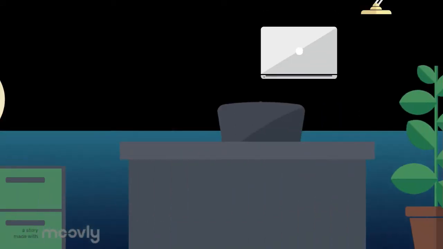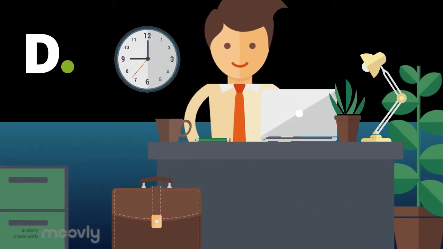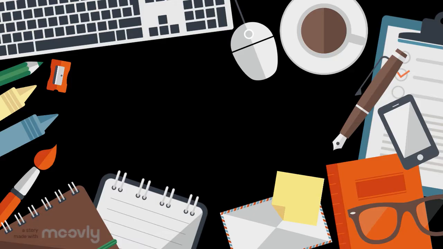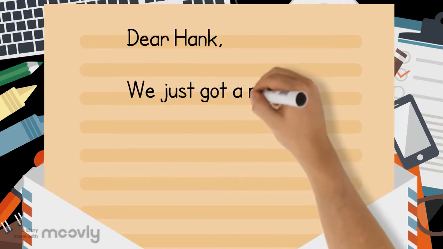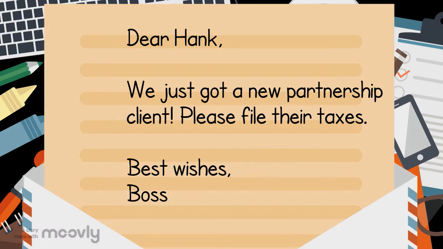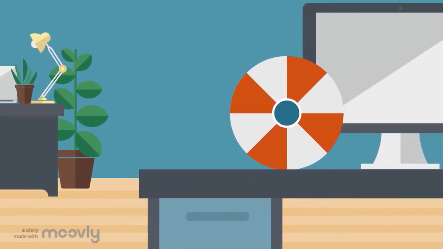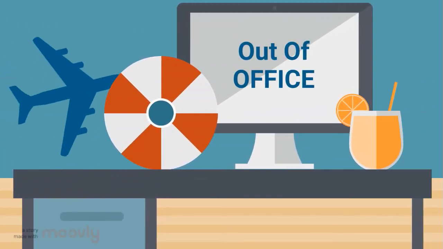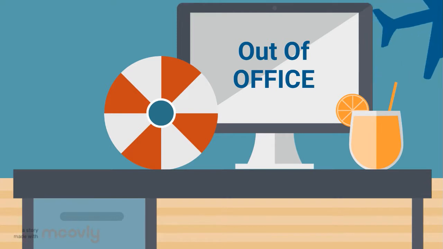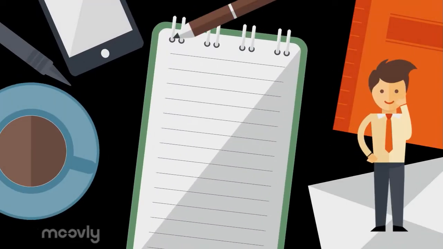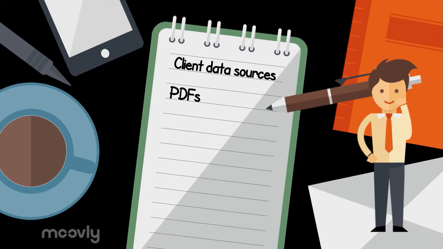Meet Hank, a dedicated Deloitte tax professional. Hank receives an alarming letter from his boss. Hank rushes to tell his boss that he's too busy, but alas, his boss has already left on PTO. With no other recourse, Hank gets to work.